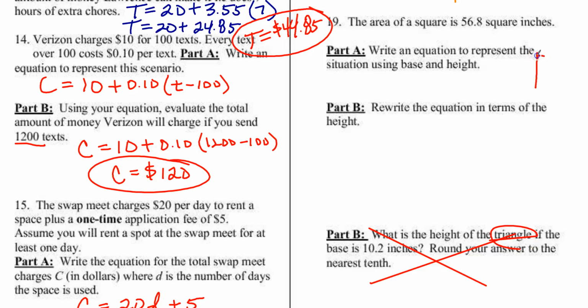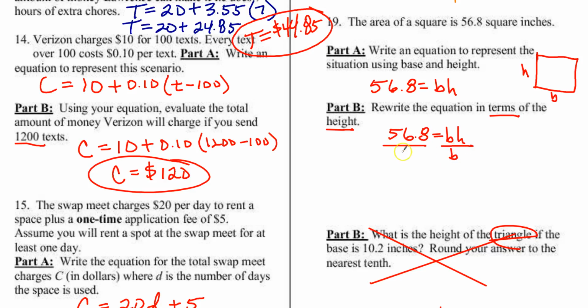So even though we know that for a square the base and the height are the same, we're just going to generalize it. Say base times height. If the area is 56.8, it means we have an equation of 56.8 is equal to the base times the height. So there's my equation. We need to rewrite that in terms of the height. Remember that sentence right there, in terms of height, means height should be by itself, which means I need to get rid of the base. Those are multiplying, so I'm going to divide. So the height of my square is 56.8 divided by my base.